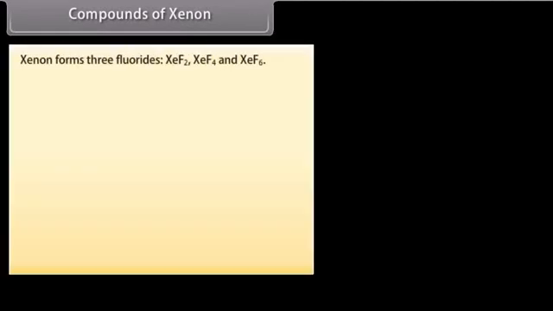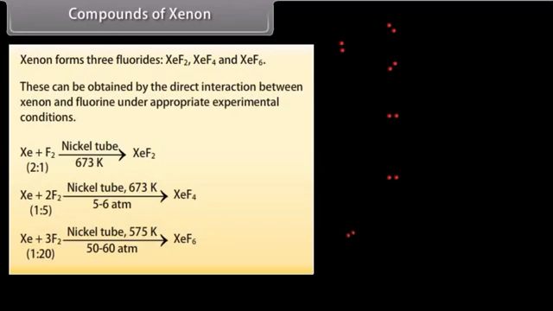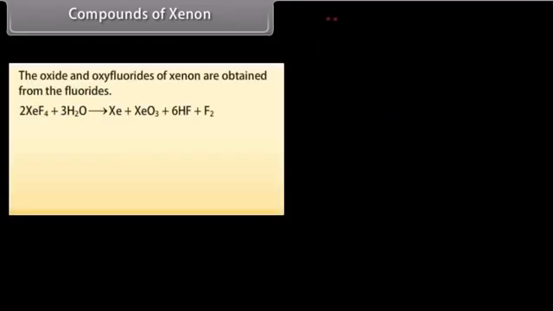Compounds of xenon. Xenon forms 3 fluorides, XeF2, XeF4 and XeF6. These can be obtained by the direct interaction between xenon and fluorine under appropriate experimental conditions. The oxide and oxyfluorides of xenon are obtained from fluorides. Xenon trioxide can be obtained by the hydrolysis of XeF4.